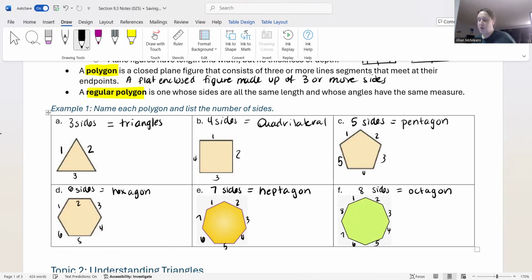We're only going to talk about these right here. You have to have at least three sides. You can't have a one-sided or a two-sided polygon. That doesn't make sense. It has to be at least three sides. So triangles, quadrilaterals, pentagons, hexagons, heptagons, and then octagons. Okay, so those are just the general shapes and kind of what a polygon is.